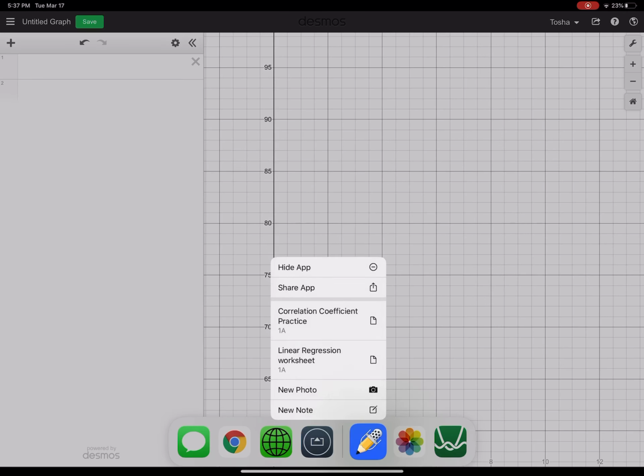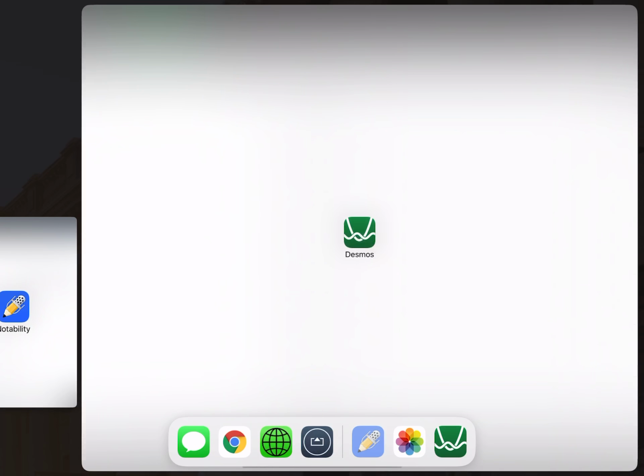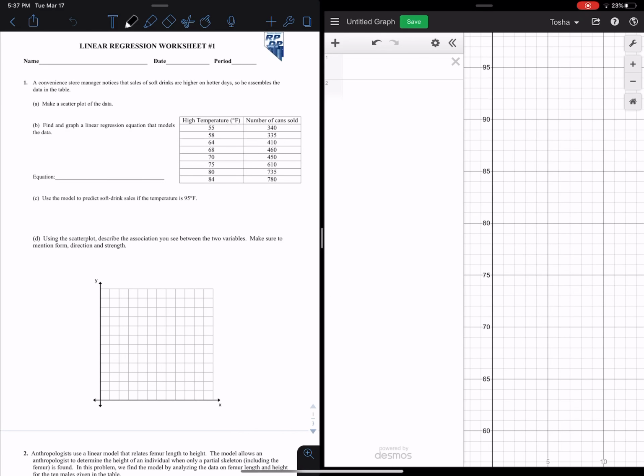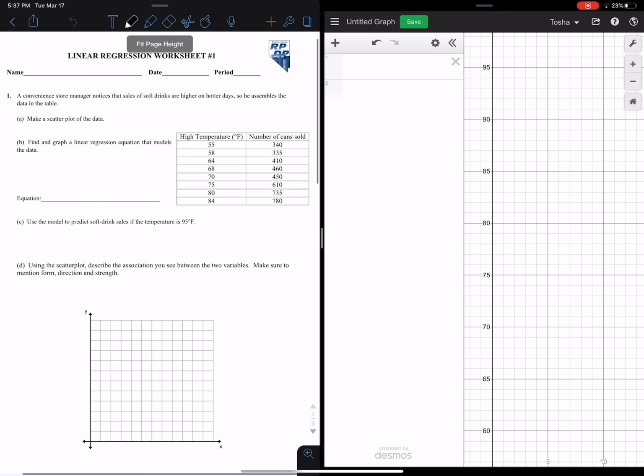So I'm going to split screen this. Like this. So the worksheet is on the left, the Desmos is on the right. And we're just going to go through these two example problems on this linear regression worksheet. And then on your assignment, you'll have to do this on your own.